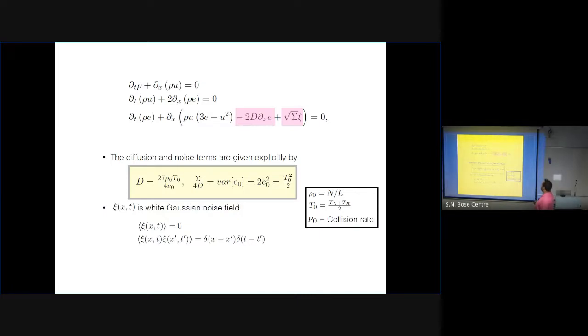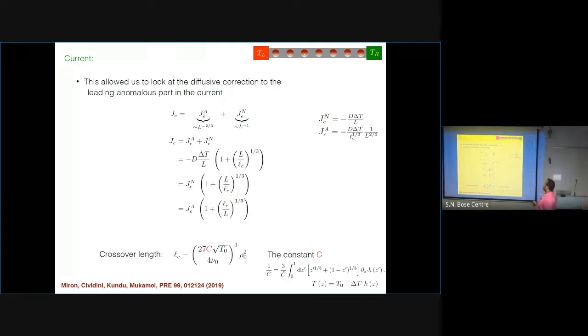Since we know the diffusion and noise terms very explicitly, we can compute the current. The current has a leading term which is anomalous, L to the minus 2/3, and a normal part which goes as 1 over L. This is the Fourier part. If this term were not there, the anomalous one would be the dominating term, because the actual dominating transport mechanism is anomalous. If you add this correction, you can write the current in this form: the normal part times 1 plus L by LC, where LC is the crossover length.